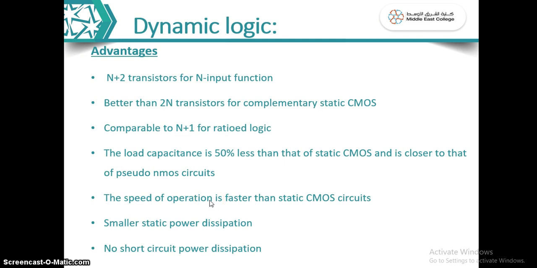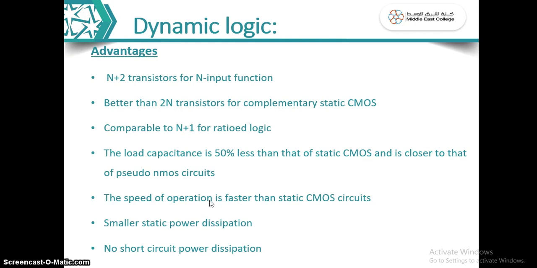So now we will talk about the advantages of dynamic logic over static CMOS circuits. As I told you, we need n plus 2 transistors for n inputs. For an n input function, you need only n plus 2 transistors for dynamic logic. But for static logic, we need 2n transistors because we have both NMOS and PMOS networks.